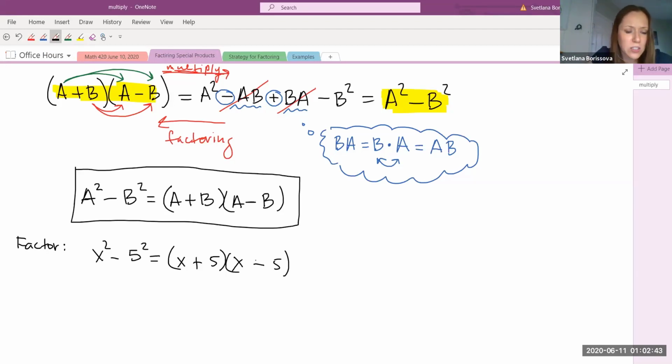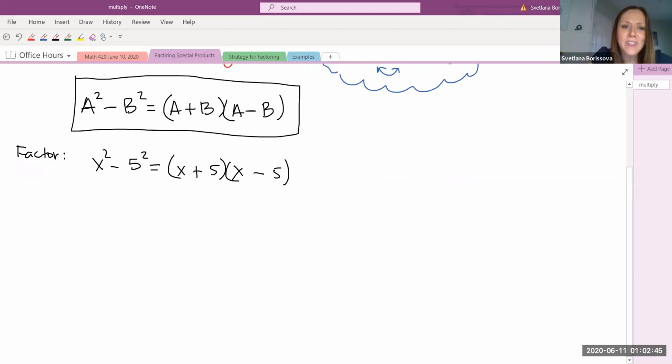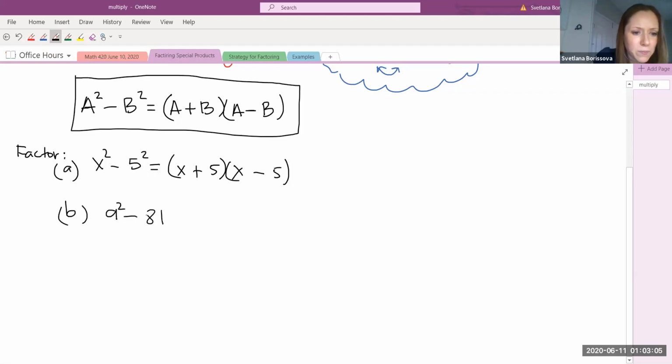So the only tricky part will be that for this first example, let me call it example A, things were very obvious: x squared and then 5 squared, okay, we're done. But most of the time things will not be that obvious, but let me show you what I mean. So for example, if I have a squared minus 81.